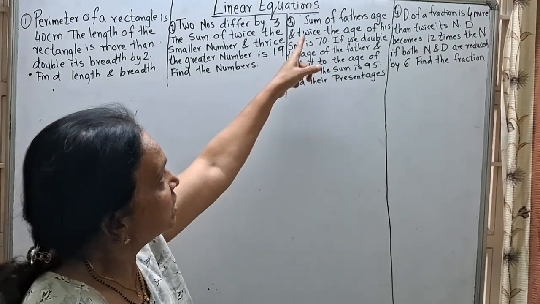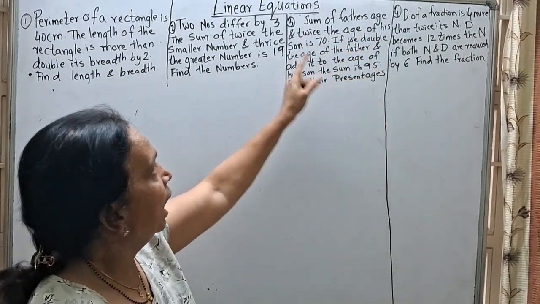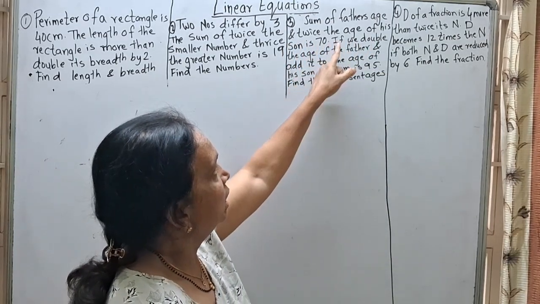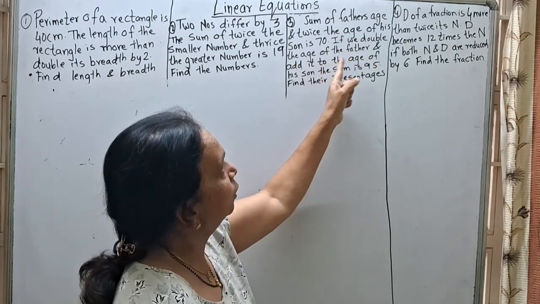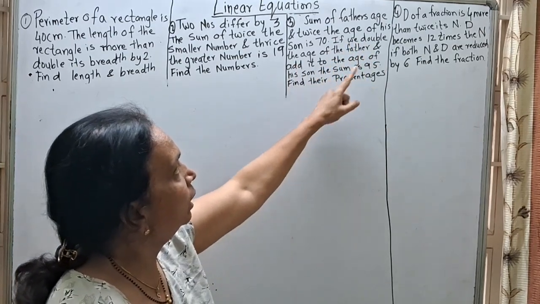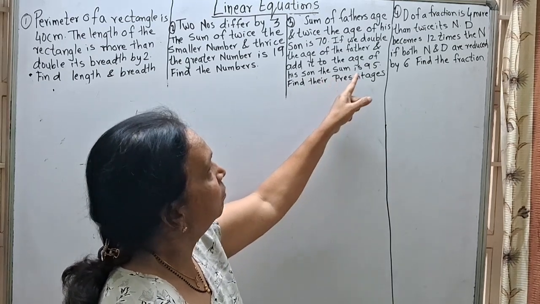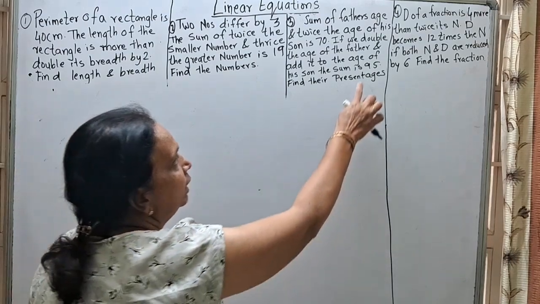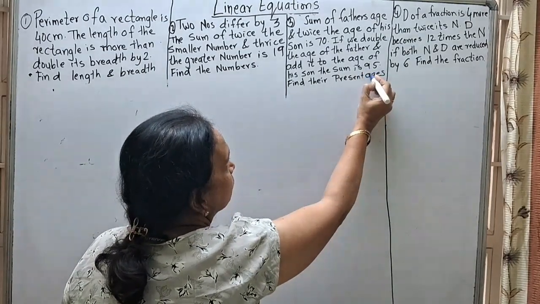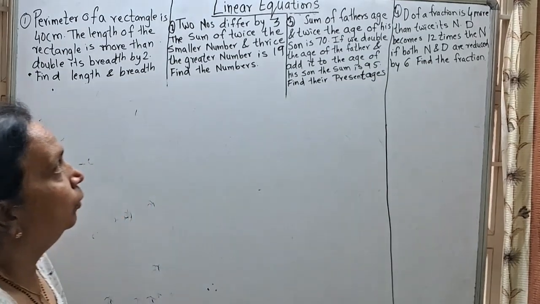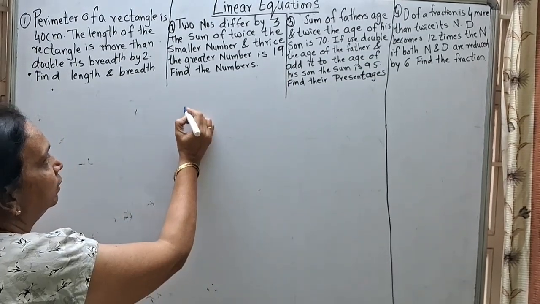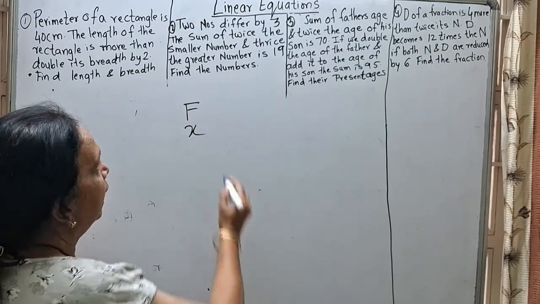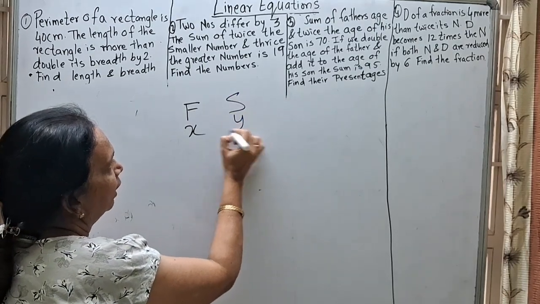Here they have mentioned: the sum of the father's age and twice the age of his son is 70. If we double the age of the father and add it to the age of his son, the sum is 95. Find their present ages. Okay, find their present ages. Let the father's age be x, and let us consider the son's age as y.